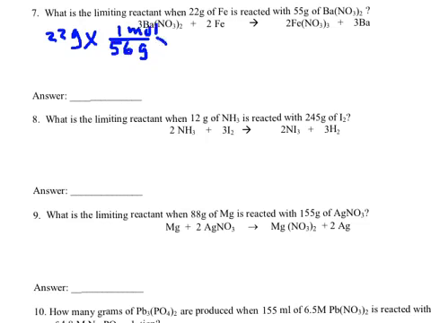Okay, now I just say, how many moles? It takes 2 moles of iron to make 3 moles of barium. So 2 moles of iron makes 3 moles of barium. And I don't have to go all the way to grams, I can just go to moles. So when I multiply this through, I'll get 0.589 moles of barium can be produced by 22 grams of iron.